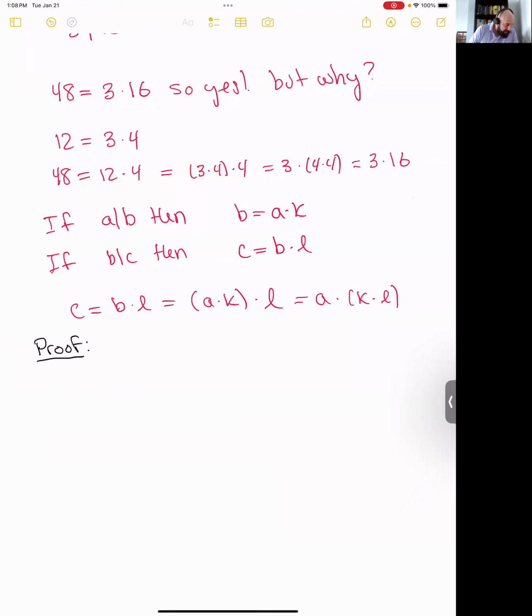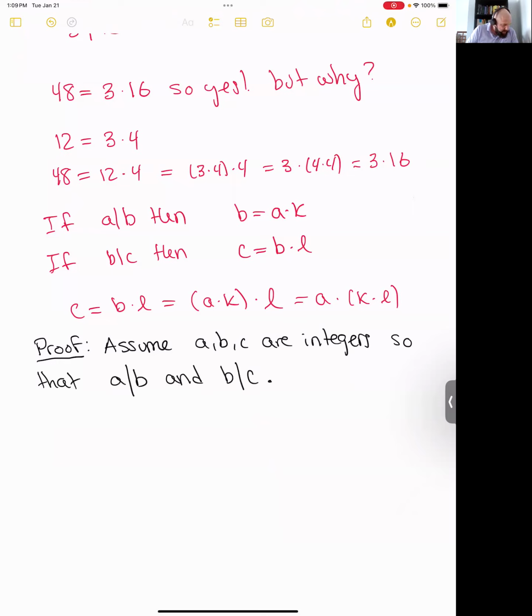So, okay, let's assume that A, B, and C are integers so that A divides B and B divides C. So we're just introducing the setting to the reader, and now we're going to unpack what A divides B and B divides C means by definition.